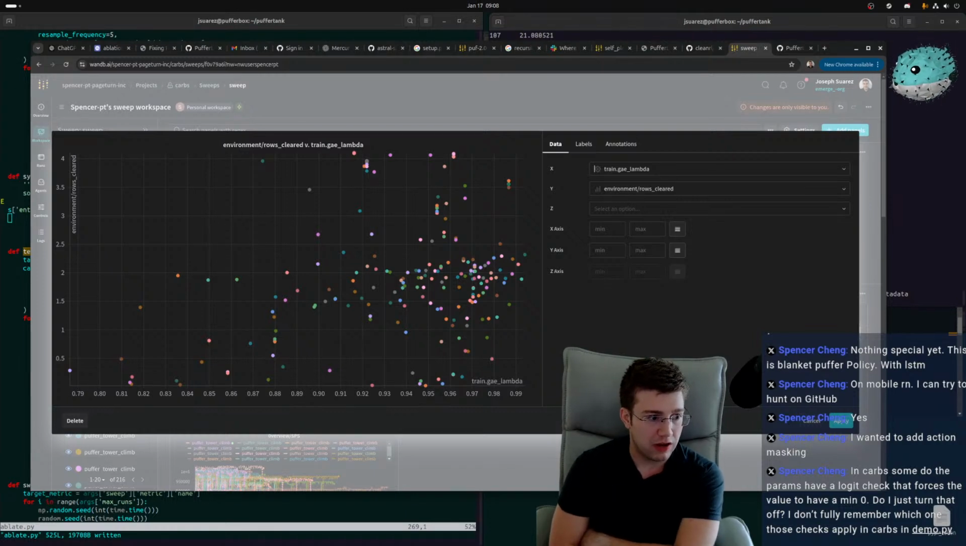Some of the params have a logic check that forces the value to have min 0. Min 0? It shouldn't force it to have min 0. You should be able to increase the min, and if you can't, then that's something that we have to fix. You should check both the demo in 2.0, but also check my ablation branch, because I've made some nice changes there, and I made a few additions to CARBS.